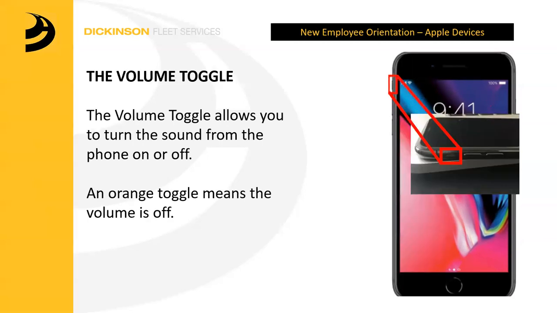On the left-hand side of the screen, there is a toggle and two buttons. The toggle is the volume toggle. This allows you to turn the sound on or off for your phone. If the toggle is set to orange, that indicates that the phone is set to vibrate mode.